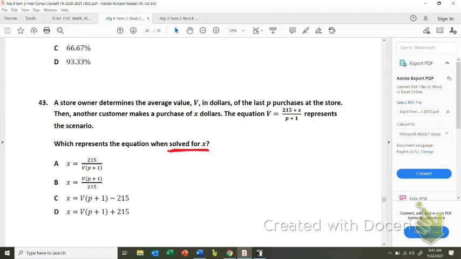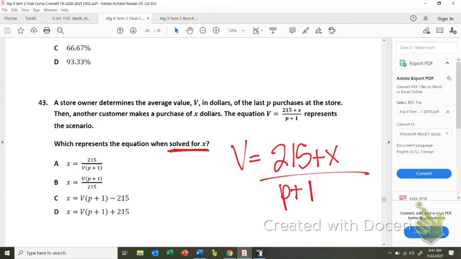So we take the equation v equals 215 plus x divided by p plus 1. What is p plus 1 doing with 215 plus x right now? Dividing. So the opposite of dividing is multiplying. So we're multiplying by p plus 1 on one side or both sides? Both sides.